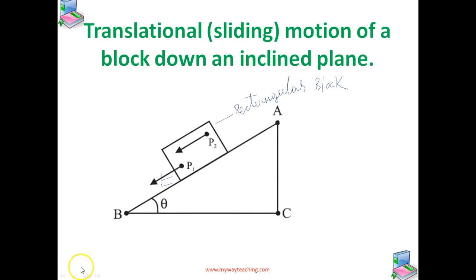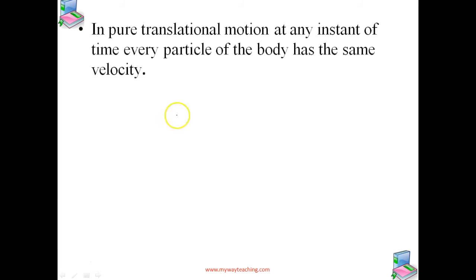Which means in pure translational motion, at any instant of time, every particle of the body has the same velocity. If every particle of the body has the same velocity at any instant of time, then we call that kind of motion translational motion. So usually these rigid bodies will have this translational kind of motion. Let us consider one more example here.